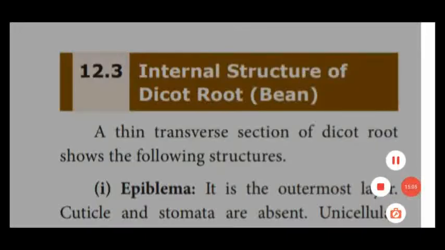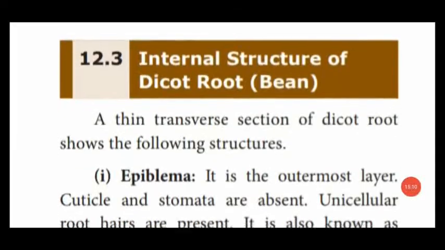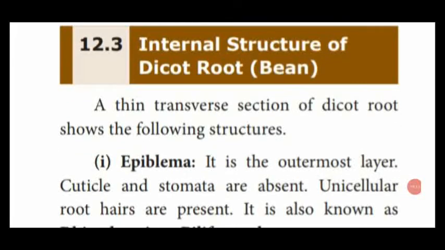Now we are going to see the internal structure of the dicot root region. What are all the tissue systems present inside the root region? That is also the dicot root. Dicot means what? The embryo of the plant which has two cotyledons. That is said to be a dicot root.